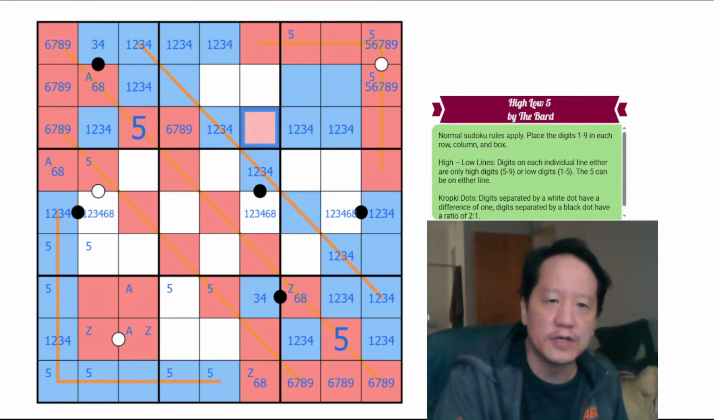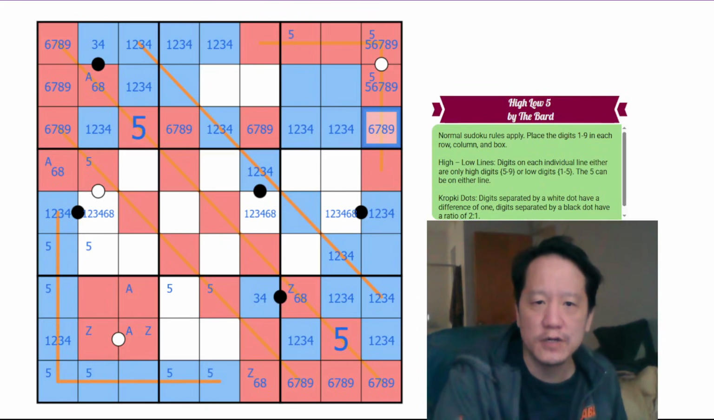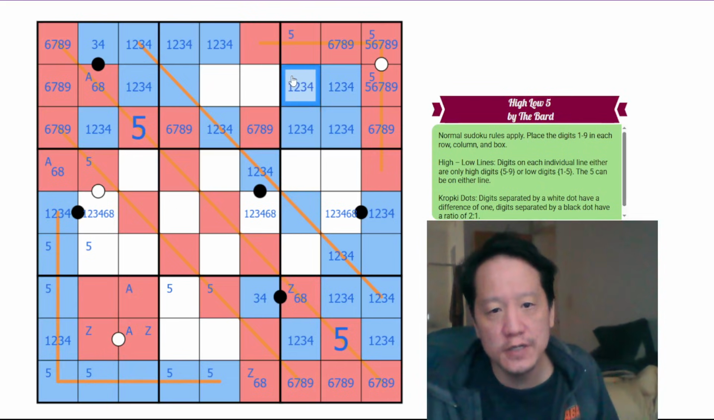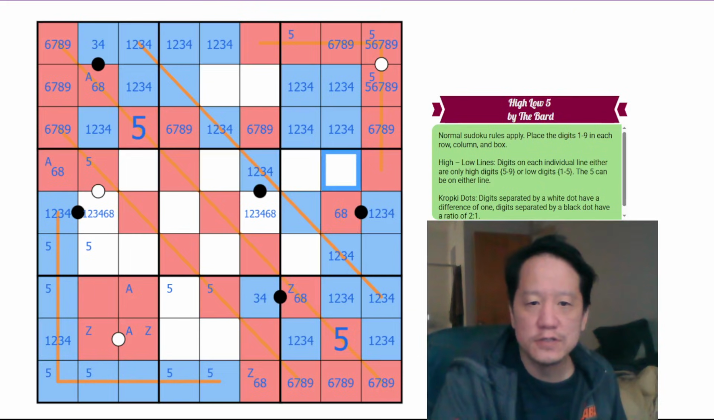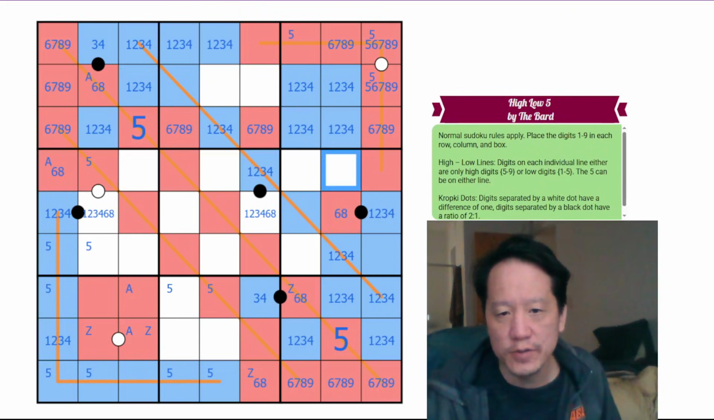So we have 6 through 9 here, 6 through 9 here, 6 through 9 here. This must be 6 through 9 also. These are 1 through 4, guaranteed. So that means in column 8, we have all the digits from 1 through 4 accounted for. So this cannot be 1 through 4. This must be a high digit. So this is 6 and 8. This is also a high digit.